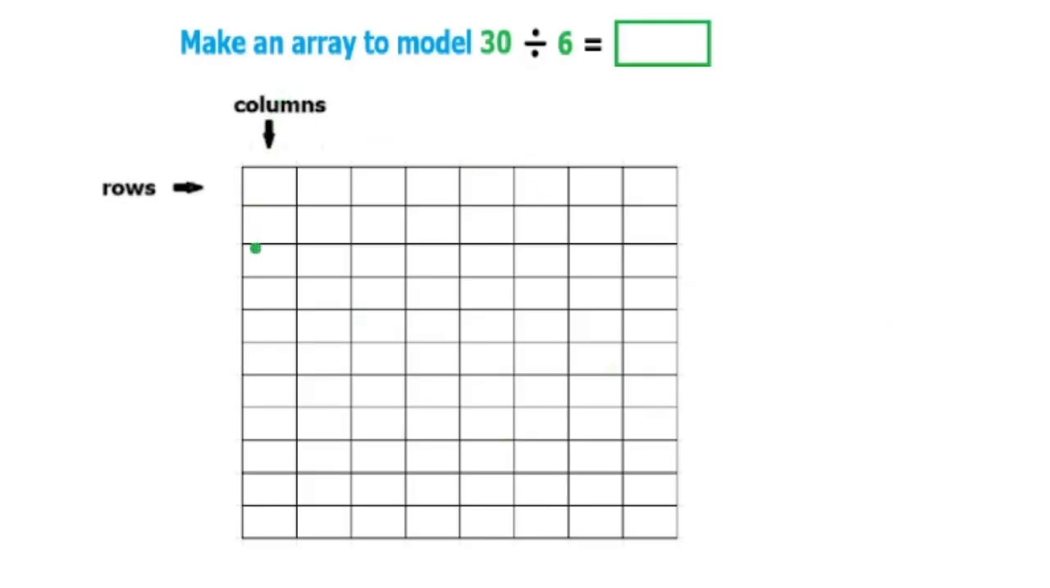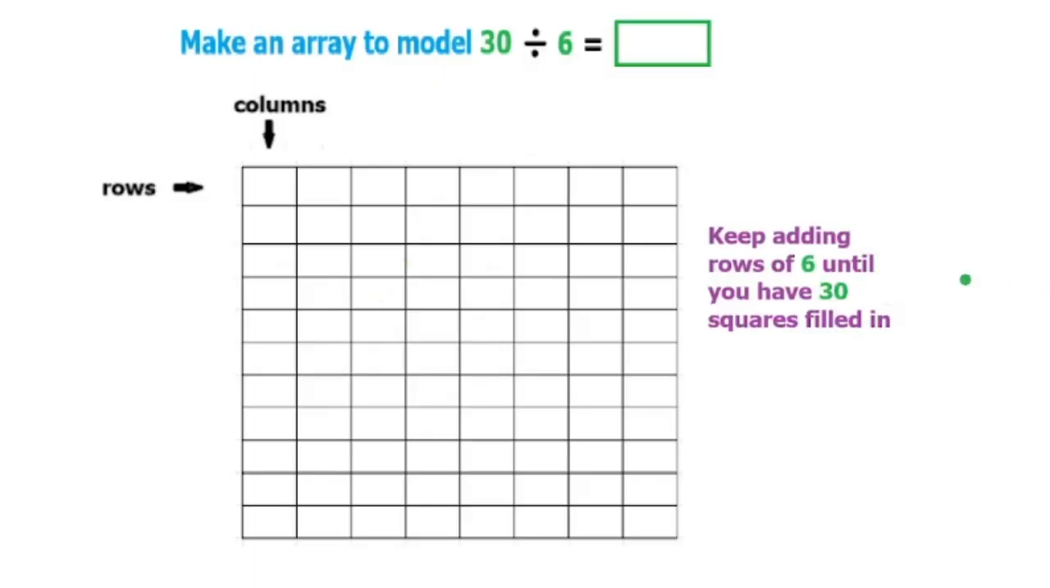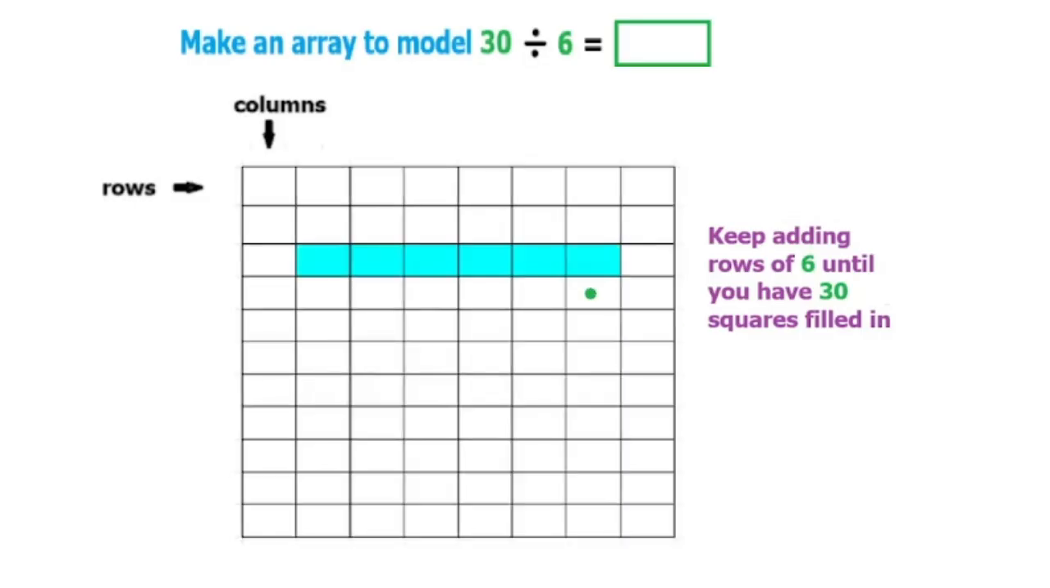So these are called the columns, right? All of these are columns, and then these are called rows on the grid, and it goes all the way down. So now what we have to do is we keep adding rows of 6 until we have 30 squares filled in, okay? Because we need to use this 6 as the number of columns, and then 30 is the total number of squares. So let's keep adding rows of 6.